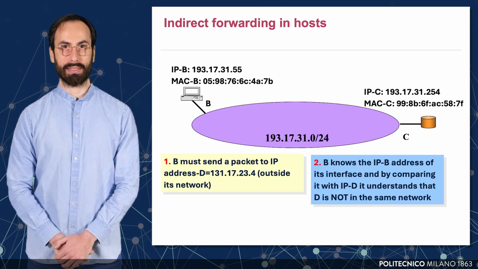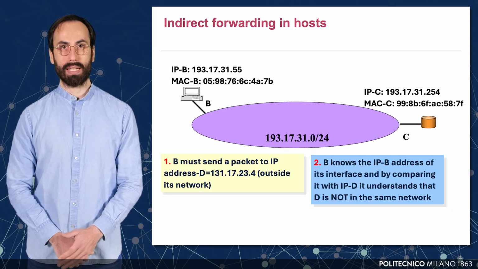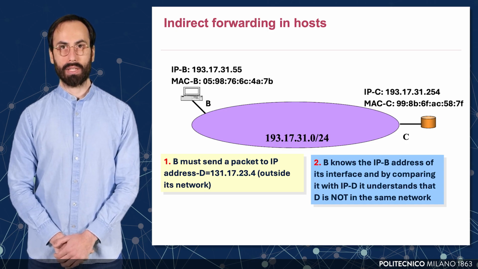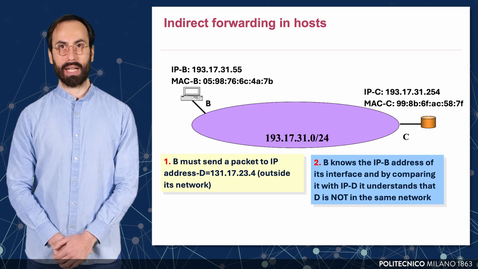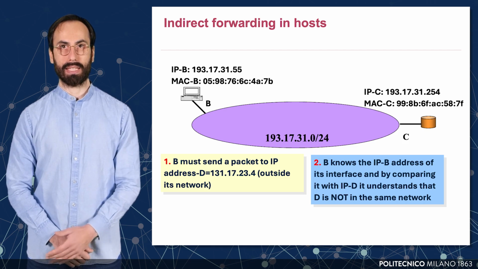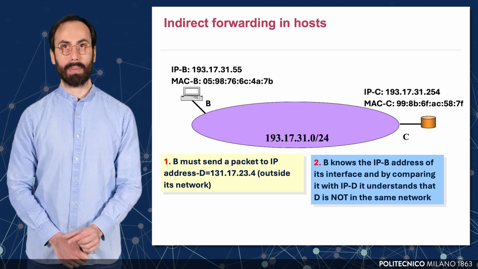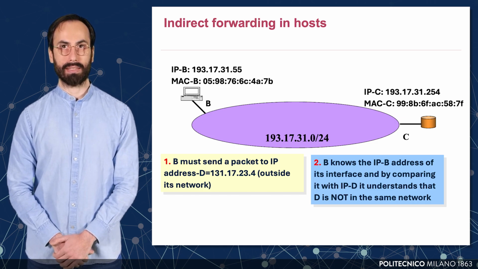What happens when the destination host is not in the same network? Host B needs to send a packet to a destination that is outside its network. By comparing its own IP address and subnet mask with the destination IP, it determines that the destination lies outside its local network. Since the target is not reachable directly, host B must forward the packet to its default gateway. That is the router C.